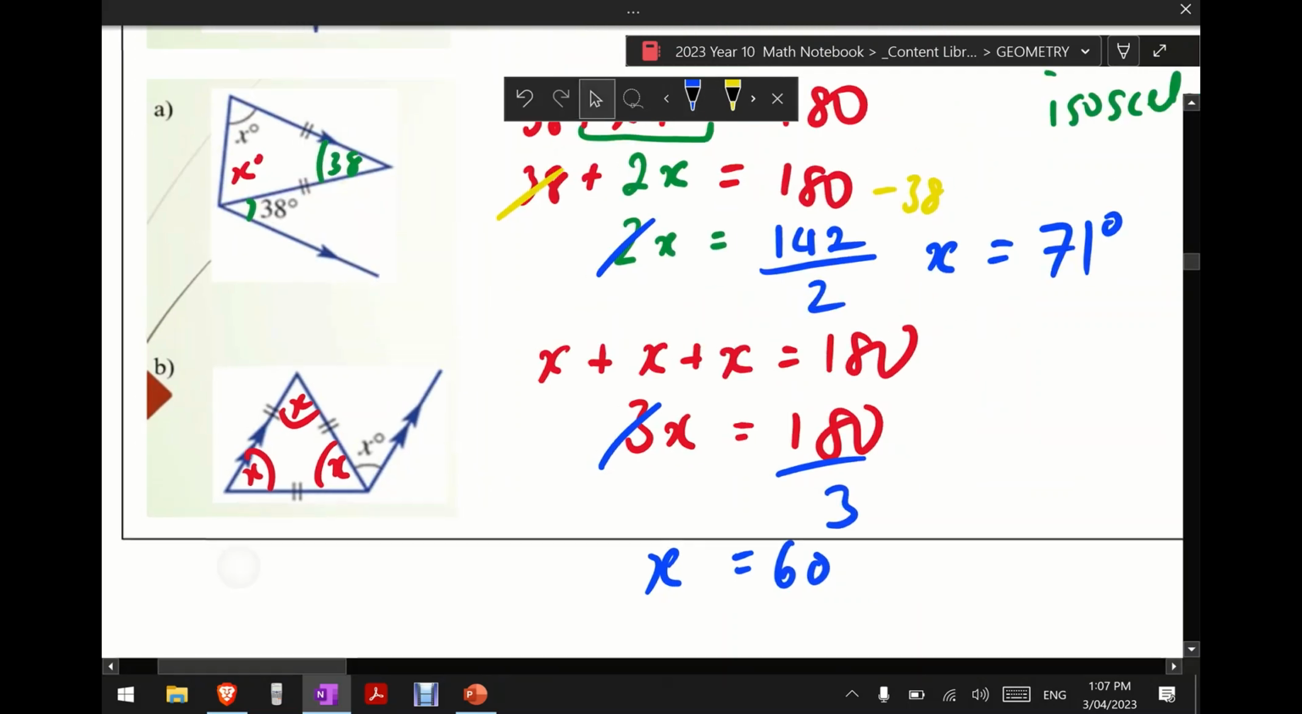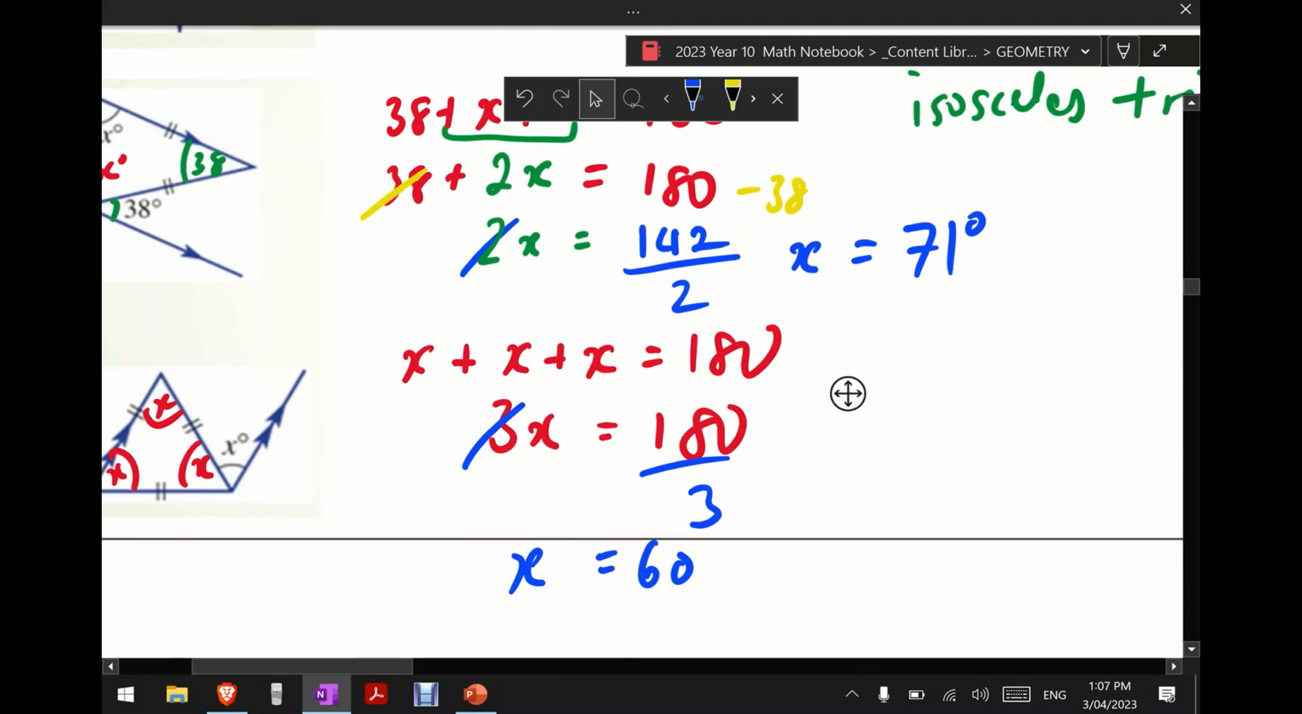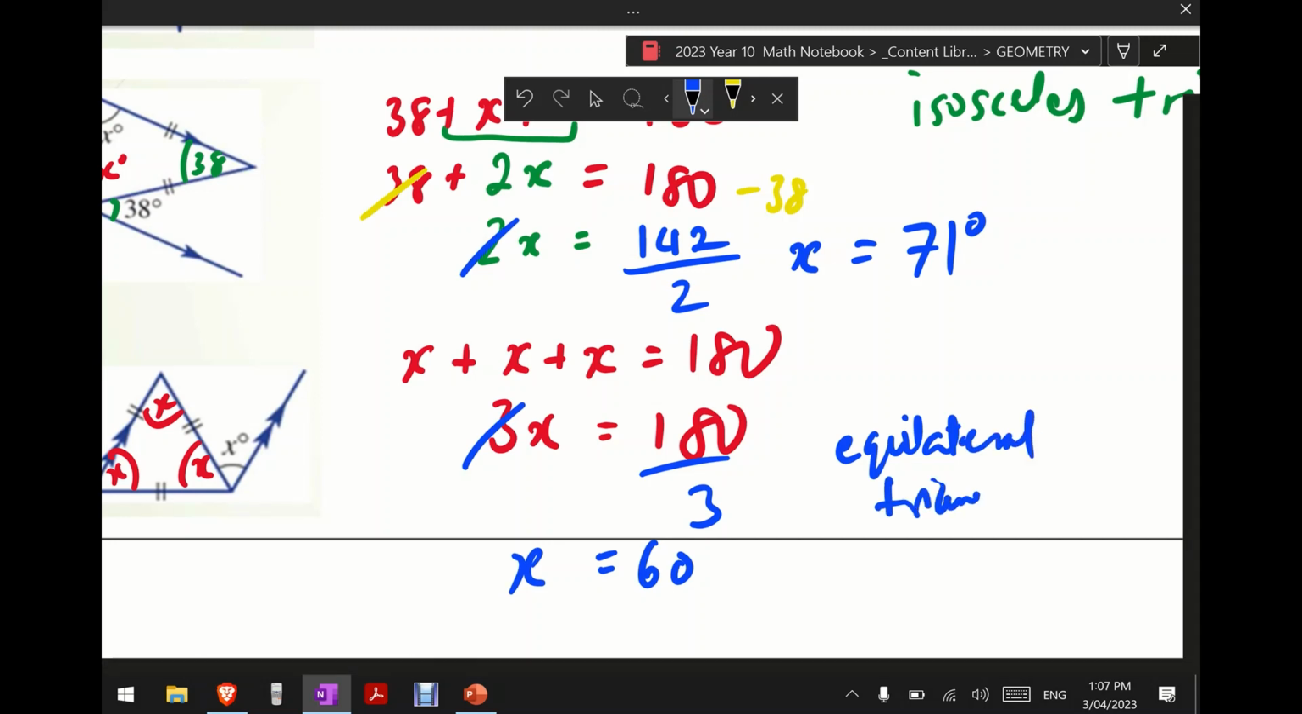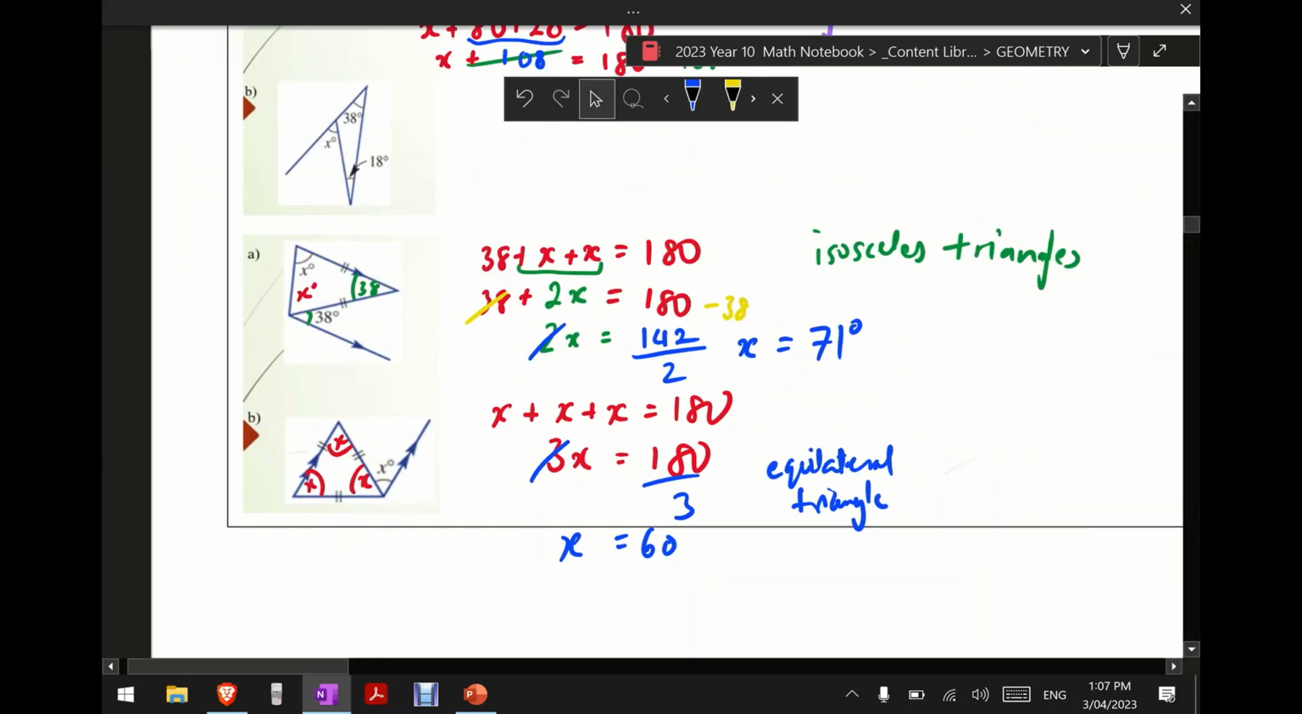Very basic, but kids don't get it. But you're good. You guys are good. Good job. Just divided by 3. You could have done it that way too. But in year 11 and year 12, they want you to show algebra. That's why I'm showing you this.